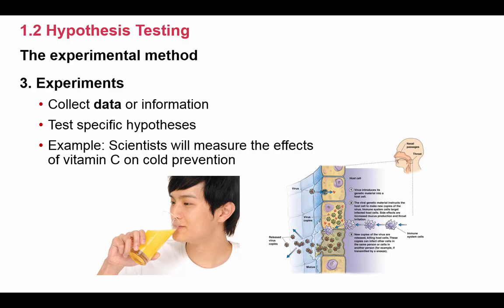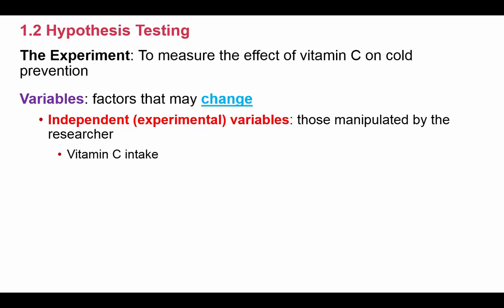So picking up in section 2, we're going to look at the third step of the scientific method, which is the actual experiment. With this experiment, we're going to collect data or information. We're testing our hypothesis in hopes to see that it is supported. An example here was scientists measuring the effects of vitamin C on cold prevention, because remember we had established before that our hypothesis was vitamin C supplements would decrease the number of colds. In the experiment we would actually test to see if that were supported or not.